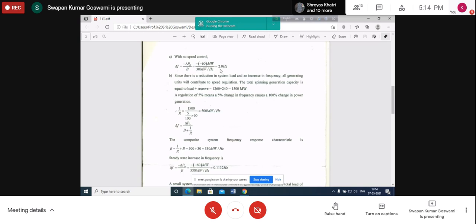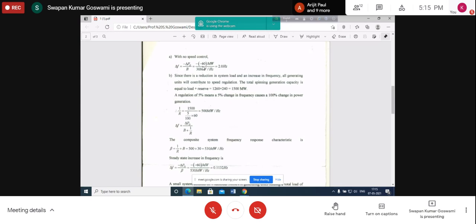So you can see and understand the importance of the governor. The importance of having a governor in the system can be seen from this example. You see that when there is no governor, the frequency variation was 2 hertz for only a 60 megawatt variation in demand.